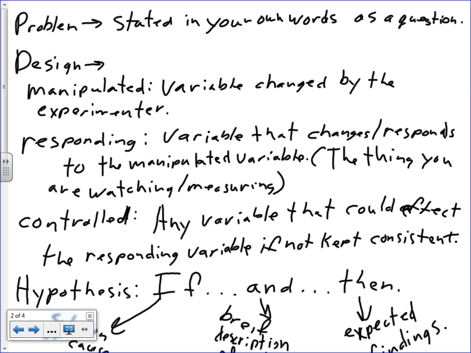If we want to do an experiment to test that, what we would do is say, well, our manipulated variable then needs to be what? The thickness of the plexiglass. My problem was, what is the effect of thickness on tensile strength? And what I need to manipulate, what I need to change, is the thickness of the glass. I need to have several different sheets of plexiglass that are different thicknesses.